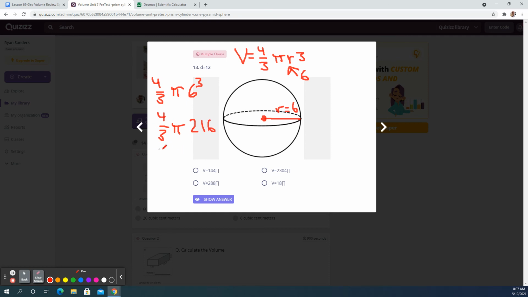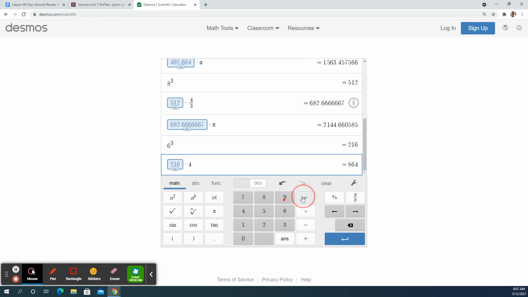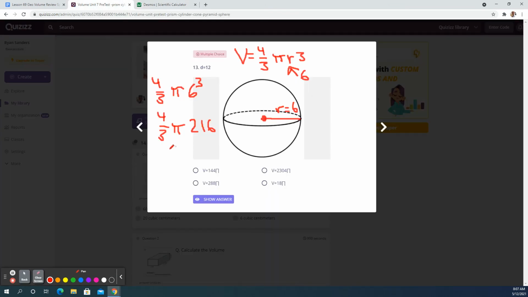216 times 4/3. Multiplication is commutative, so we can do it in any order we want. Answer times 4 divided by 3 is 288. We still have a pi, and our answers are in terms of pi. 288 pi.